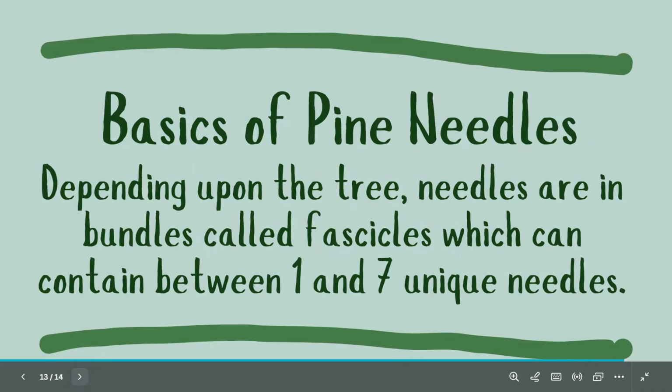Basics of pine needles. Depending upon the tree, needles are in bundles called fascicles, which can contain between 1 and 7 unique needles. Again, this is according to Wikipedia. Some pines have groupings where it is one thing with needles coming out in groupings, so I'm presuming that's what the fascicles are. It did say between 1 and 7, with the majority being 2 to 5. But a lot of pines just have the one, and then it circles around the branch. That is something you will want to look up more information on.